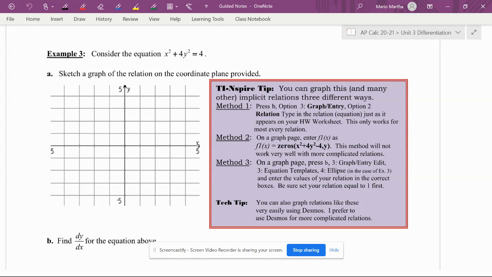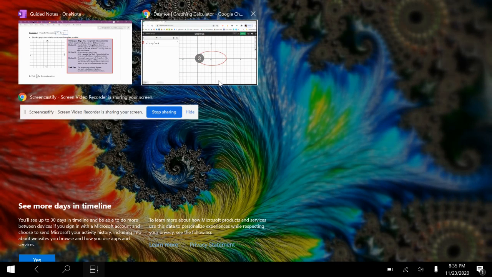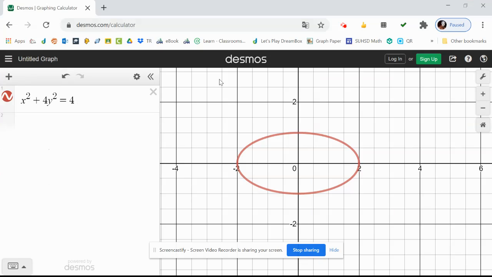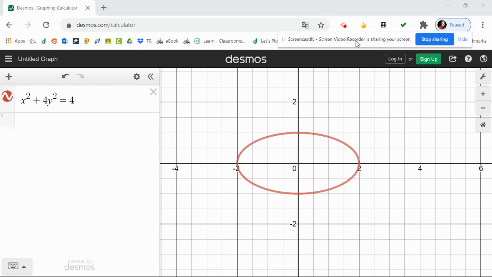Now, if we were in class, we would pretty much use the TI Nspire, but in this case, we're going to be using Desmos. So make sure you go to desmos.com, open up a page, and then enter the equation x squared plus 4y squared equals 4. The nice thing about using Desmos is that you can type it in exactly as it is. You don't have to do any extra settings. So make sure you take advantage of using this free calculator.